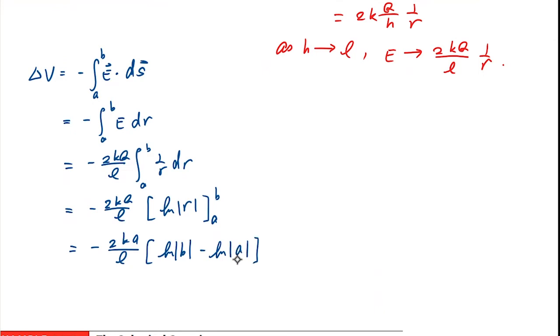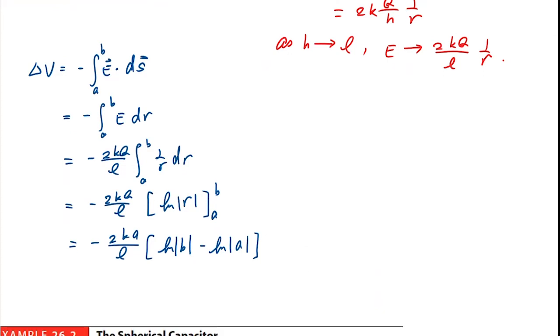Why am I keeping absolute values? I guess they are positive numbers, right? So we can just put in anything. Did I write A? Getting confused by my own handwriting, eh? So this is negative 2kq over, this is L, not Q. All of my letters look exactly the same, don't they? And then you can say ln B over A. How's that? Good?